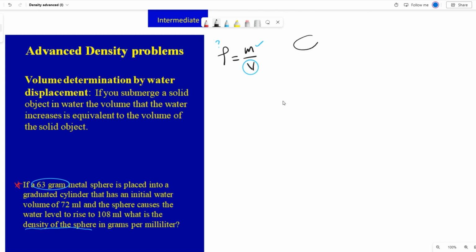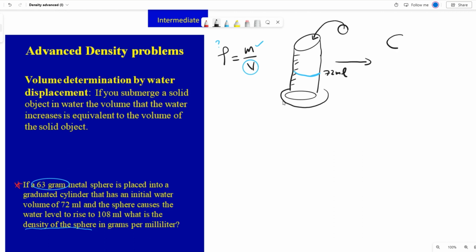So if we see what that looks like, we have our graduated cylinder, and it has 72 milliliters of water in it. And then we were to place our metal sphere into the graduated cylinder. And after we do that, the water level increases.